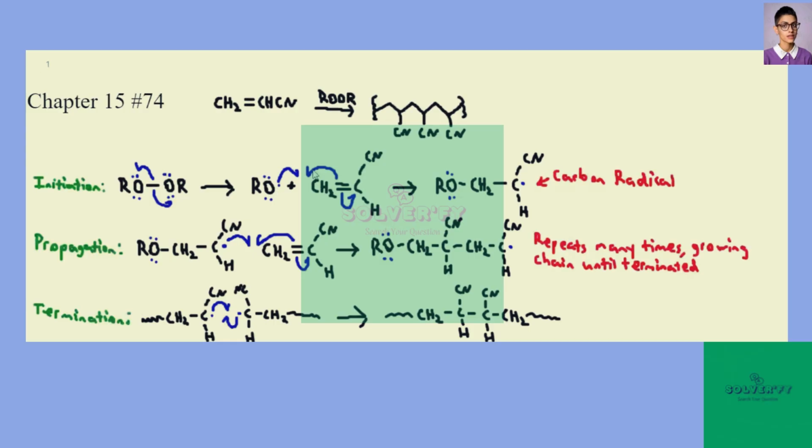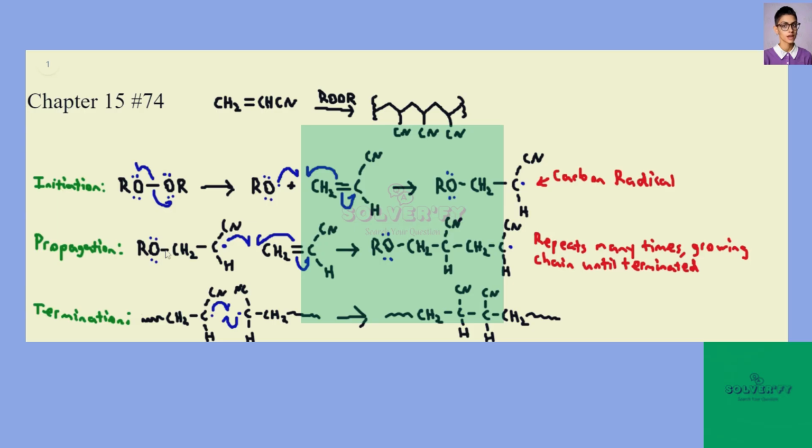That's then going to do a free radical attack with this double bond. And so they will form a new oxygen-carbon bond here. The other electron from that carbon-carbon double bond is going to revert to the other carbon. So now we have a carbon radical, and that sets up the propagation step of this reaction.